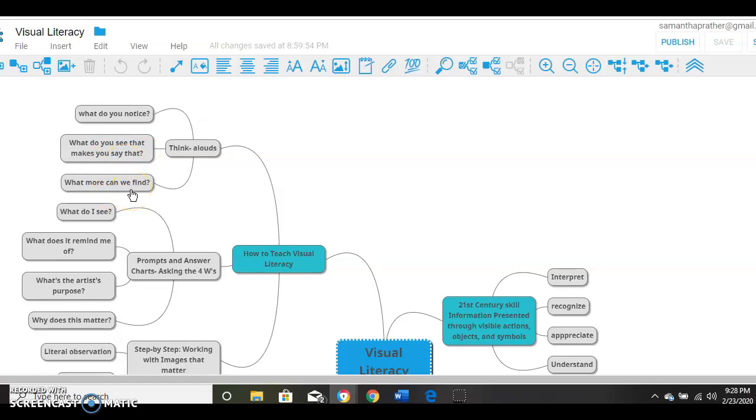Where can I find more? What can I find more about? That allows students to think more deeply as they read or look at images.